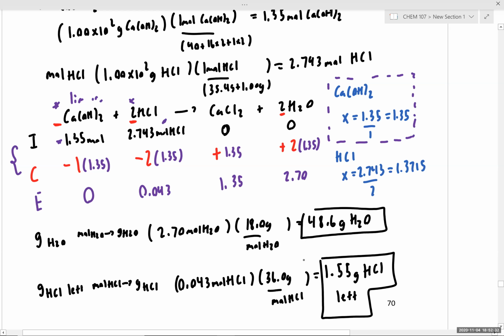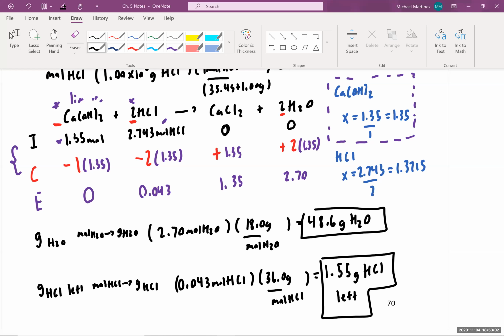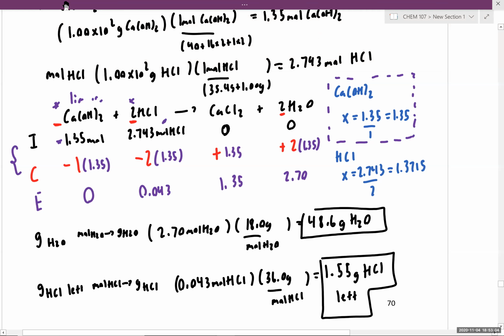So this is the type of process that I like to use for solving these limiting reactant problems where I need to know not only how much product am I making, but how much excess reactant is remaining. Does this logic make sense to everyone? Does this process and does this problem make sense to everyone? Yeah. Perfect, perfect. So let's keep going now.